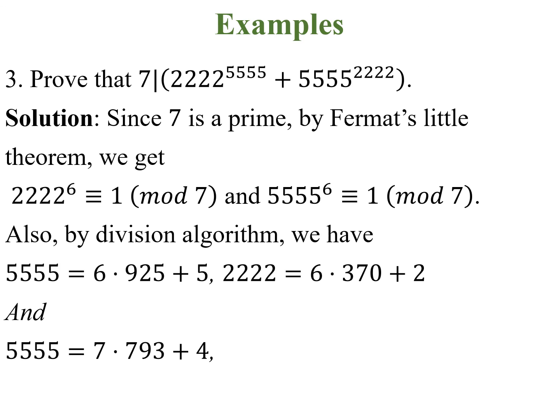Again, we have applied the division algorithm here for 5555 divided by 7. The quotient will be 793 and 4 will be the remainder. You can easily divide it. Similarly, 2222 can be written as 7 into 317 plus 3 as the remainder. Therefore, what do we get?